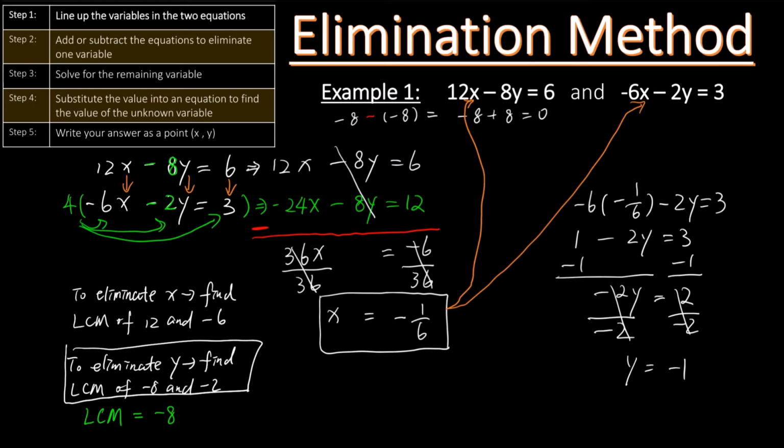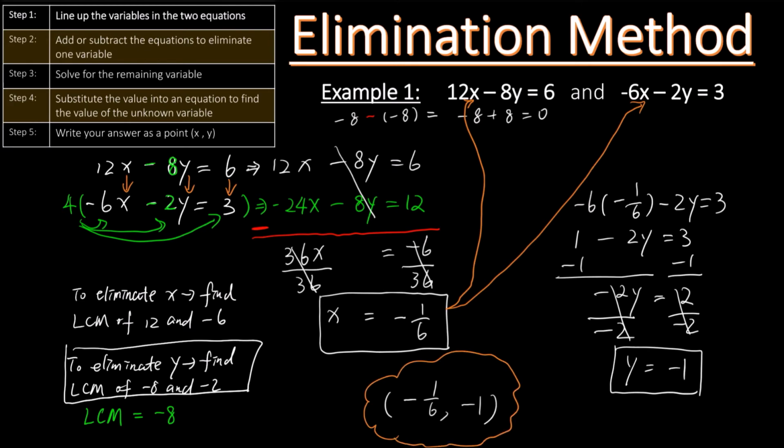We have the value of x and the value of y. We can do step 5. Write your answer as a point. So we have negative 1/6 comma negative 1. And this is our solution for example 1. You can check the solution by substituting the value of x and the value of y back into our original equations and see if they equal 6 and 3.